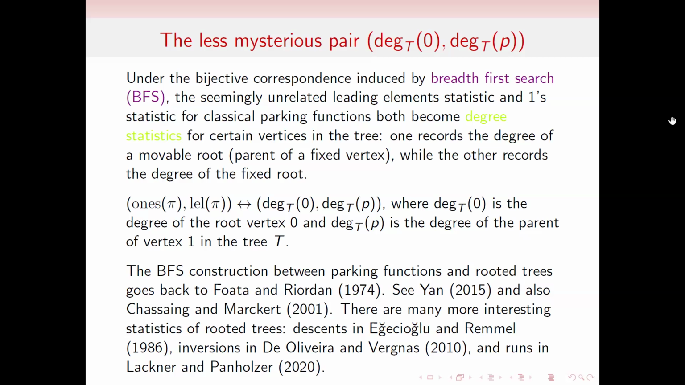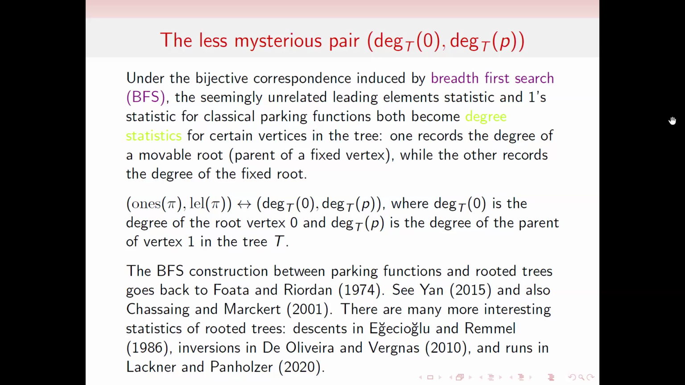For m not equal to n, we don't have equidistribution, but we also have a corresponding formula. So for this 1 statistic, as people probably already know, it's the root degree in a tree. And this leading element statistic also becomes a degree statistic, not for the root, but for a fixed, it's like a movable root.